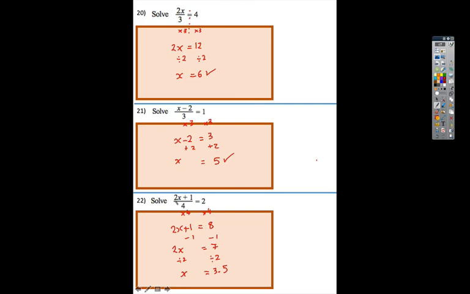Okay, we can test it out. 2 times 3.5 is 7, plus 1 is 8. 8 divided by 4 is equal to 2. And we're correct on this one as well.